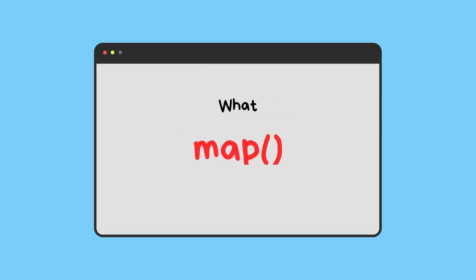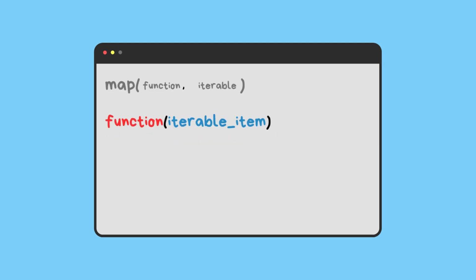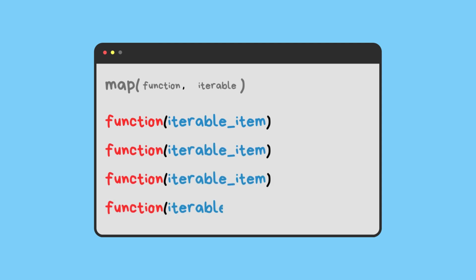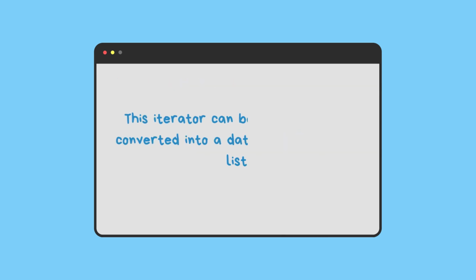You might be wondering what the map function is and how it can do this. Well, map is a built-in Python function that takes a function and an iterable as arguments, applying that function to each item in the iterable, and returning an iterator object containing the results. This iterator can be looped over or converted into a data type, such as a list.